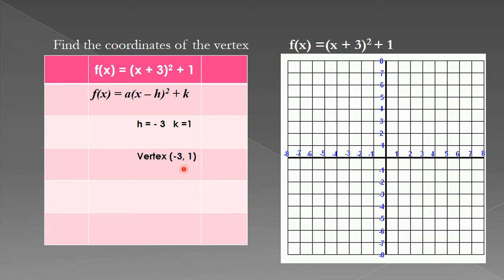Let's plot this ordered pair. Negative 3, 1. It's right here. Now, as we know that our parabola is going up, we don't have a minus in front of the parentheses, we can sketch this parabola this way. It's going up.